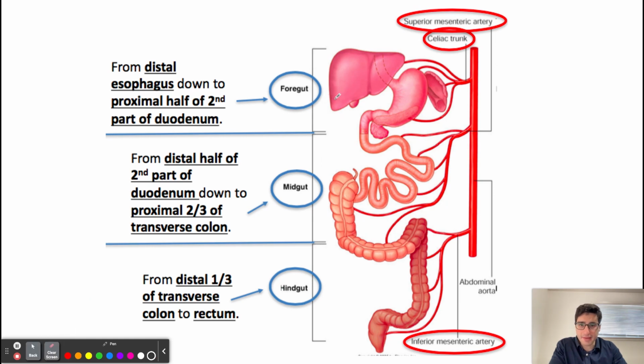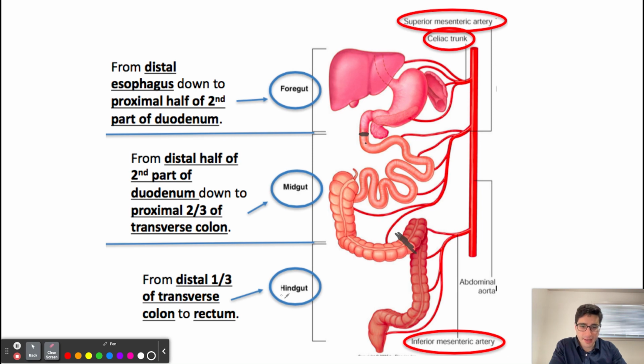Now remember that the foregut is going to be supplied by the celiac trunk. The foregut is going to be from the distal esophagus down to the proximal half of the second part of the duodenum, so around this region. And the midgut is going to be supplied by the superior mesenteric artery. And the midgut is from the distal half of the second part of the duodenum down to the proximal two-thirds of the transverse colon, so around here.